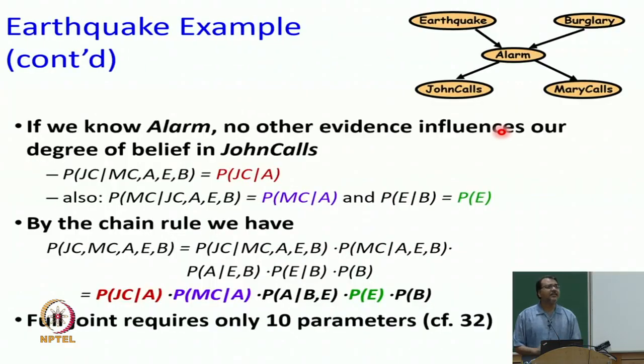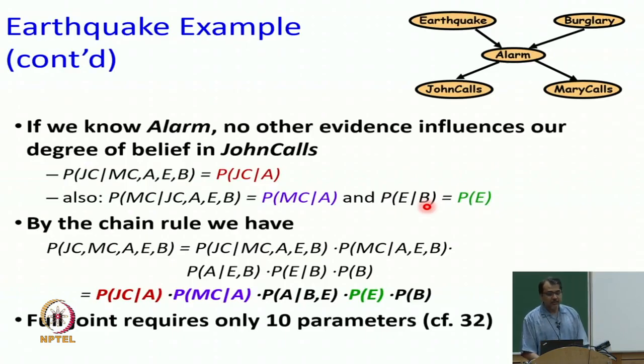So, we can say some conditional independences here. We can say that John given Mary, alarm, earthquake, burglary only depends on alarm. If I know alarm, all the other things do not give me any additional information. Similarly, for Mary, we can also say that earthquake given burglary is earthquake because they are independent. Now, we are given all these conditional independences.